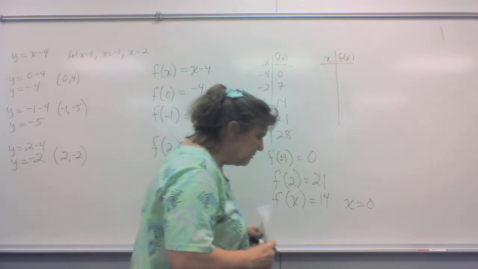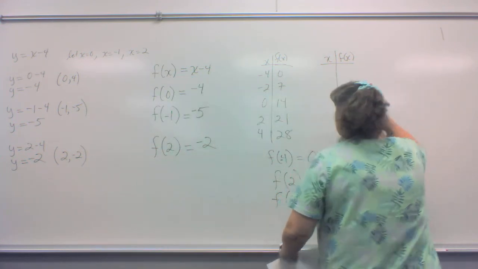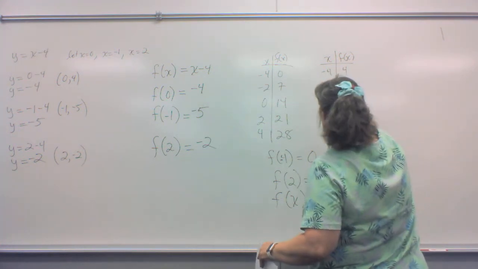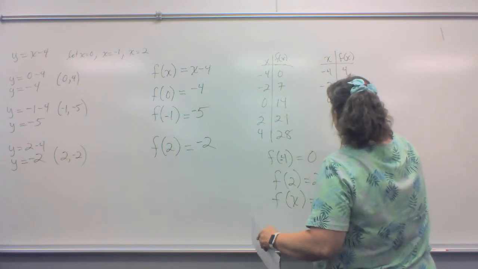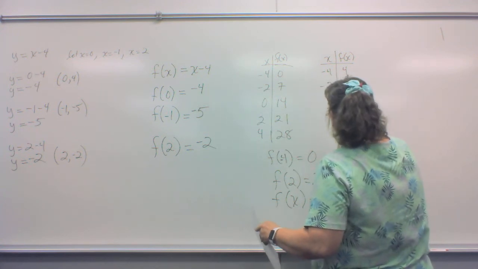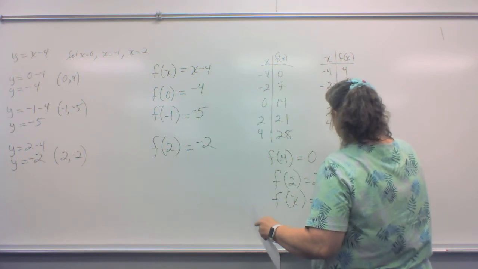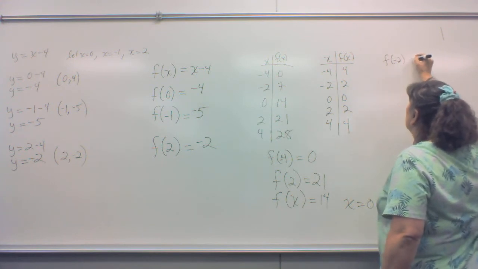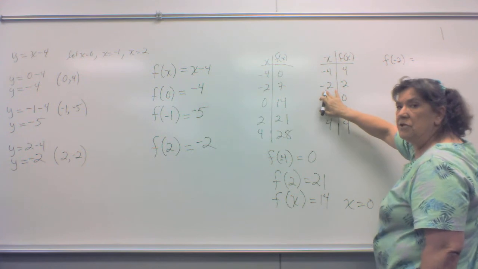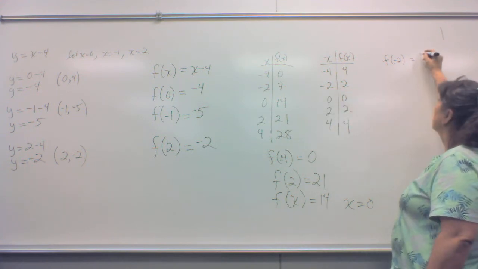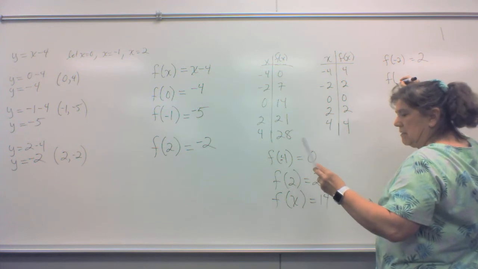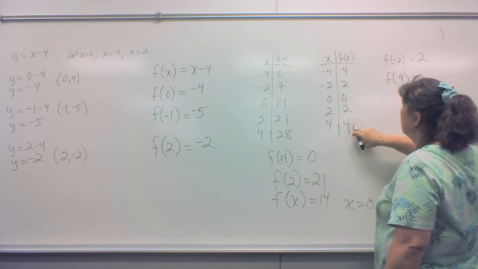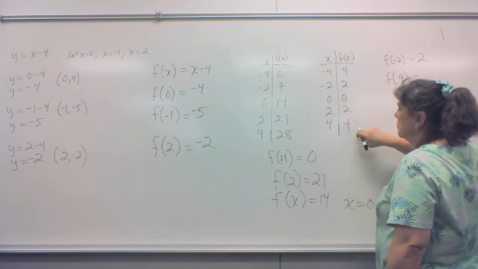And so let's look at this one. This one is very different from anything you've done so far. We've got a negative 4 and a 4, a negative 2 and a 2, 0 and 0, 2 and 2, and 4 and 4. Okay, so f at negative 2. Well, what is f at negative 2? It is 2, right? And now f at 4. Here's my 4. Here's my f at 4, so it yields me a 4.